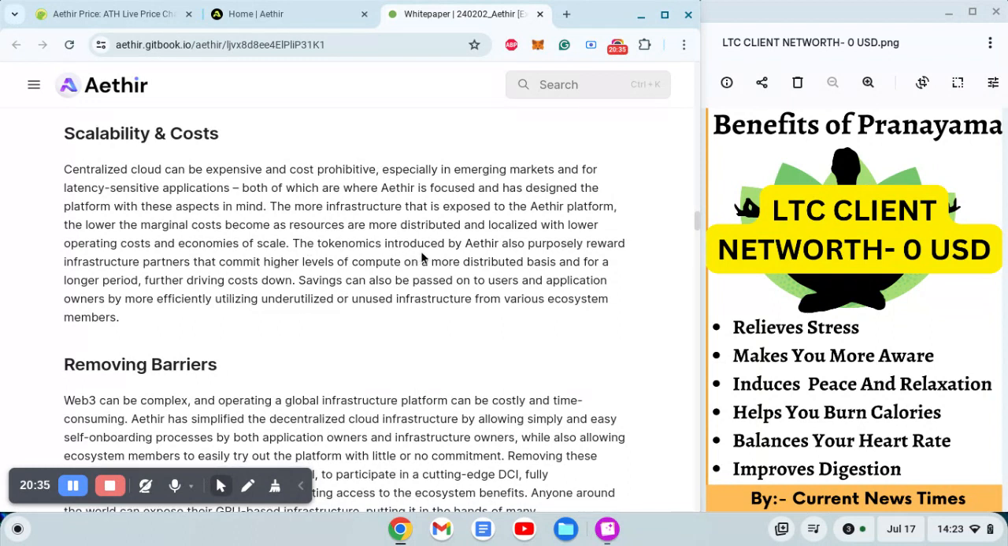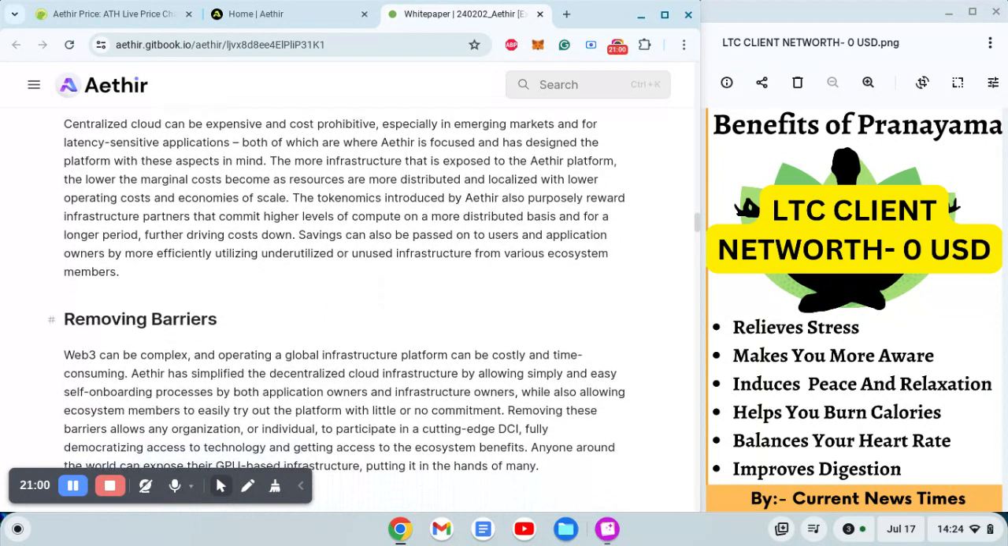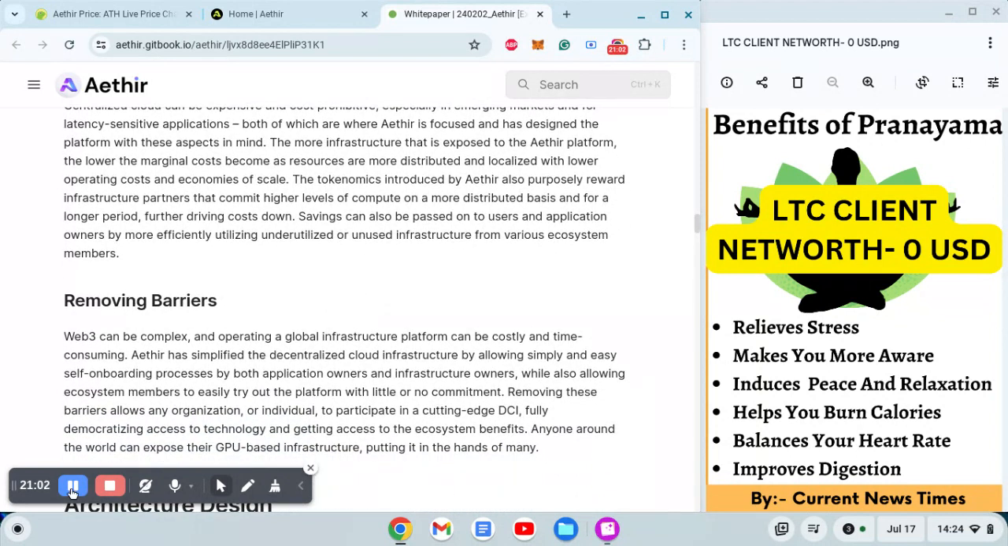The tokenomics introduced by Aether also purposely reward infrastructure partners that commit higher levels of compute on a more distributed basis and for a longer period, further driving costs down. Savings can also be passed on to users and application owners by more efficiently utilizing underutilized or unused infrastructure from various ecosystem members, removing barriers.